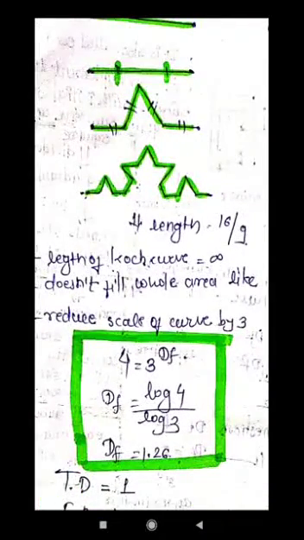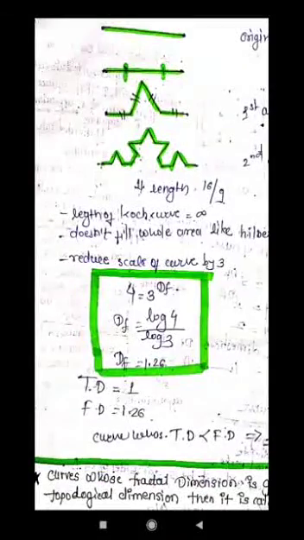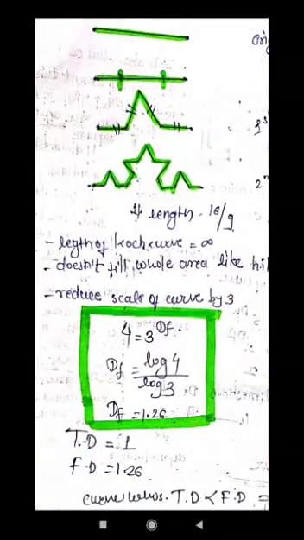Now it does not deviate much from its original shape, meaning it maintains its original shape, like the Hilbert curve. We can say here that it is reducing its scale by 1/3, because initially we are dividing the line segment into three parts. This means the scaling factor 1/s is equal to 1/3. Therefore the value of s is 3 here.